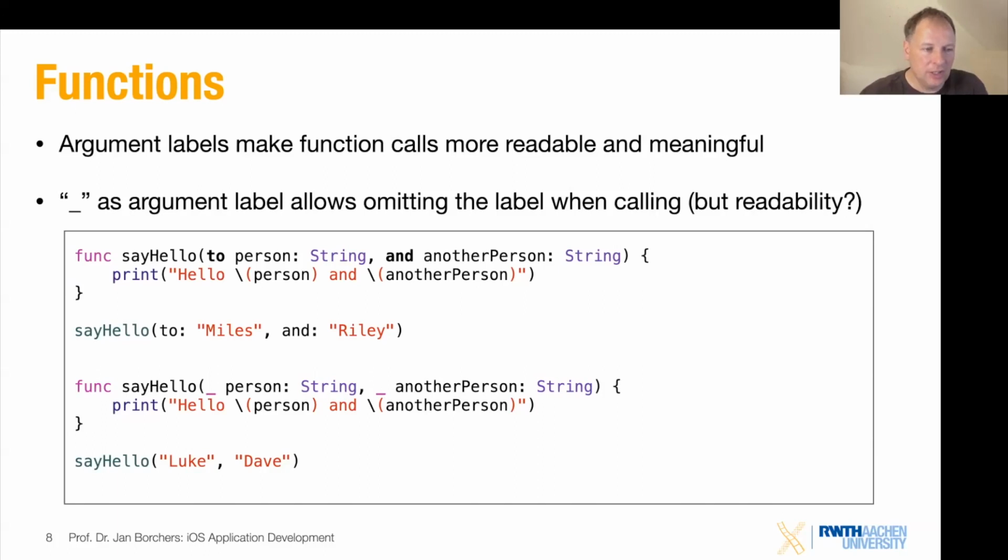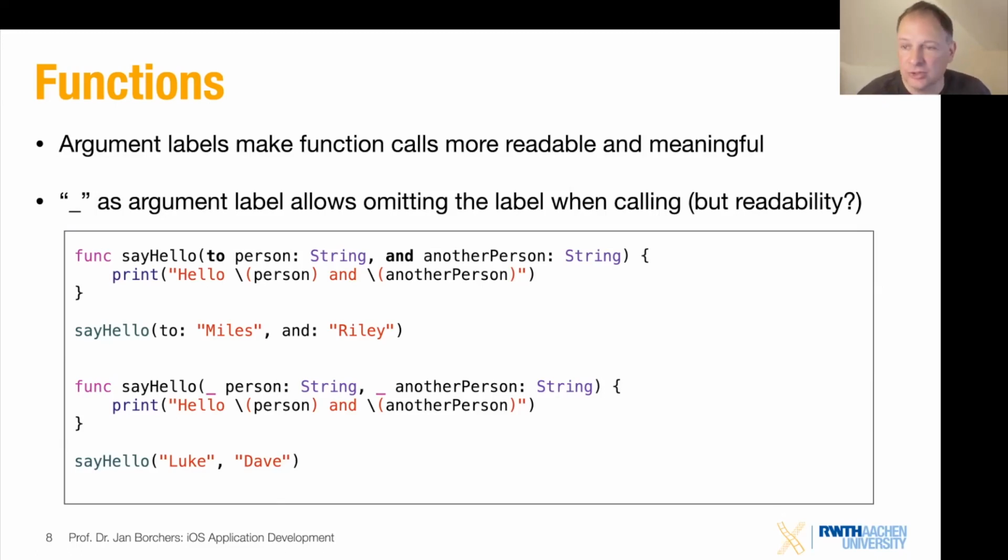Here's an example. This function says hello to 2 people, right? It prints out hello person and another person. Now, this reads well inside the code of the function, right? Print hello person and another person. But if you were to call it with these same names, then we'd have to say hello person colon Miles, another person Riley. It's okay, it's readable, but it's not nice, is it? It's not how you would say it. You would say hello to Miles and Riley.